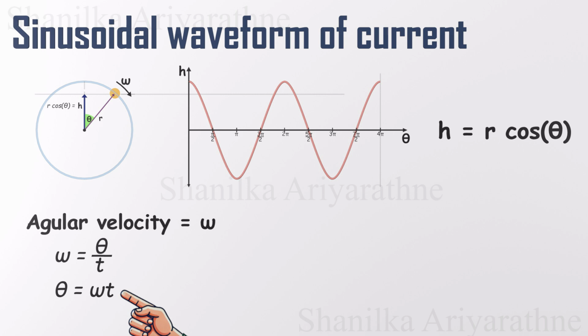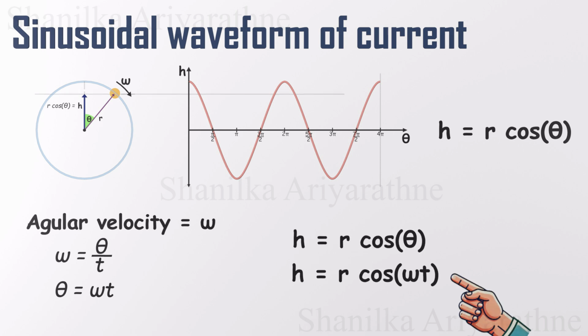Now let's plug that into our earlier equation for vertical distance. Since theta equals omega times t, it becomes h equals r times cosine of omega t. And just like that, we've transformed circular motion into a time-based function, a classic cosine wave in action.